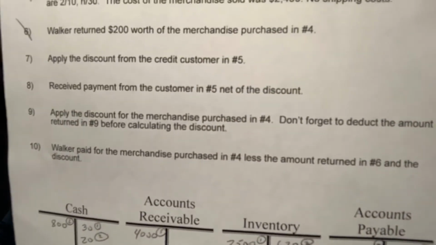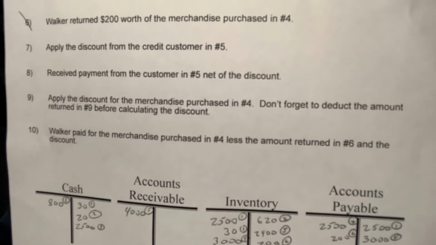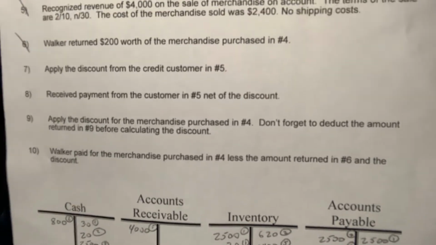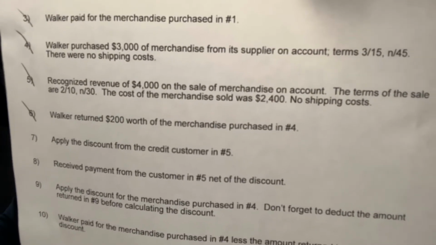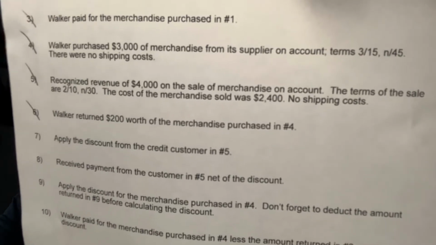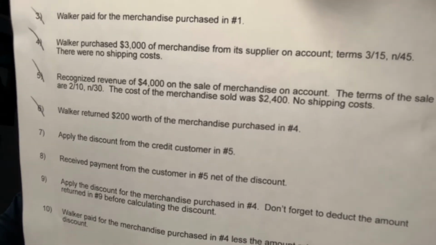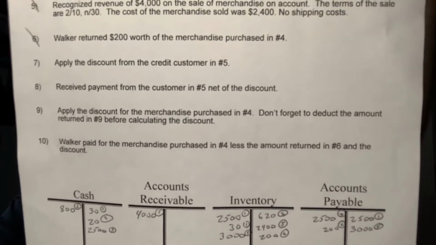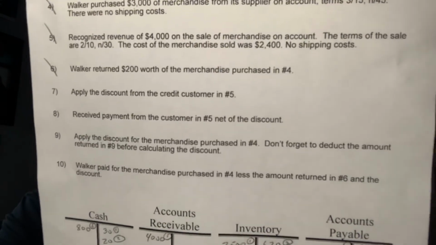Number 7 says we're going to apply the discount from the credit customer in number 5. So let's go back and read number 5. Number 5 was the one where we recognized revenue of $4,000 on the sale of merchandise on account. The terms of the sale were 2/10, n/30. Now they're telling us in number 7 to apply the discounts. So the assumption here is the customer's paying us, and it looks like they took advantage of that 2% discount, right? That 2% discount.